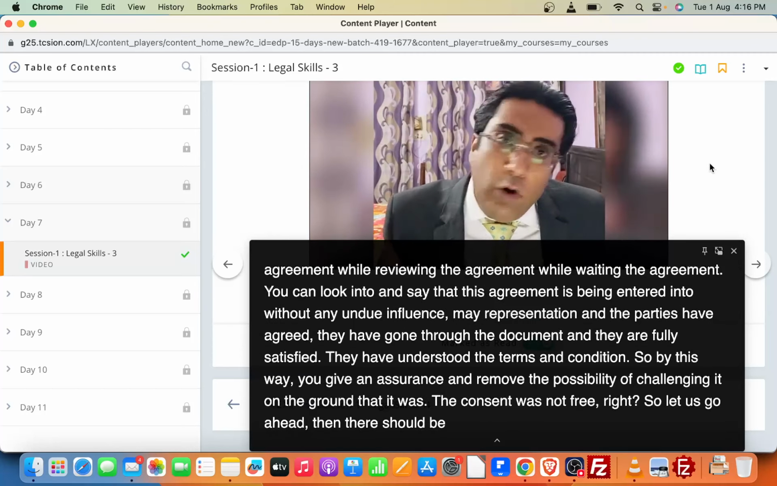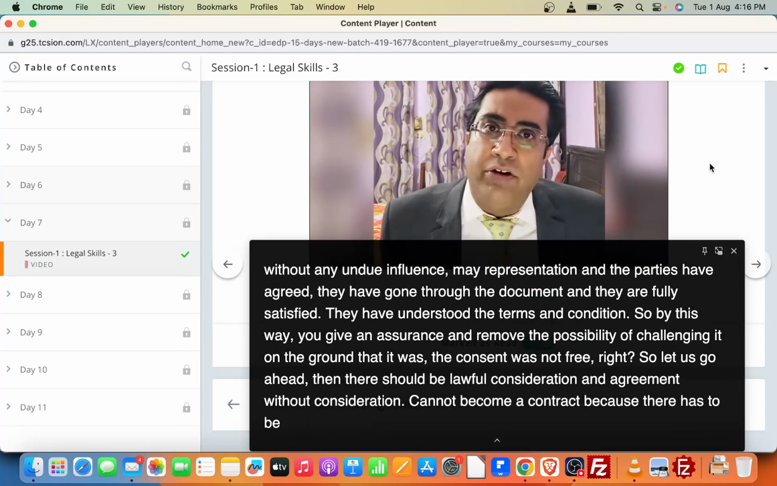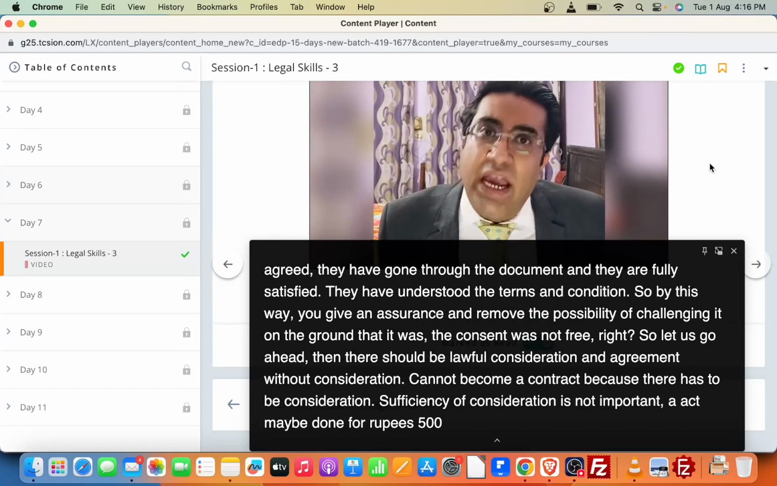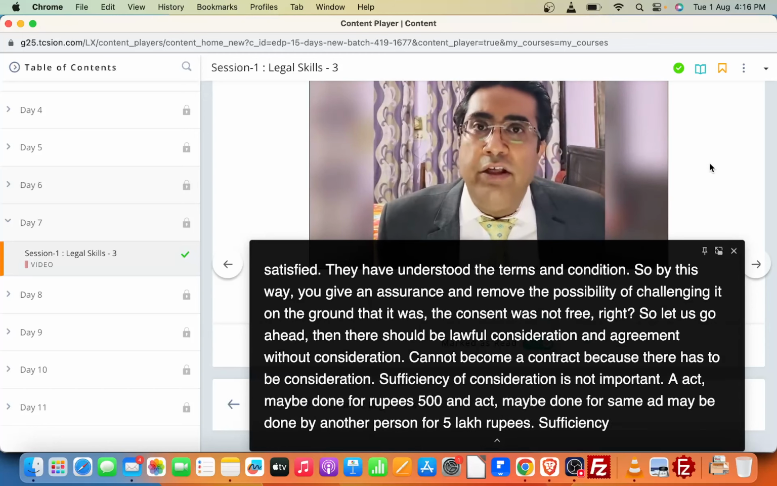Then there should be lawful consideration. An agreement without consideration cannot become a contract, because there has to be consideration. Sufficiency of consideration is not important. An act may be done for rupees 500, and the same act may be done by another person for 5 lakh rupees. Sufficiency is not being looked into.